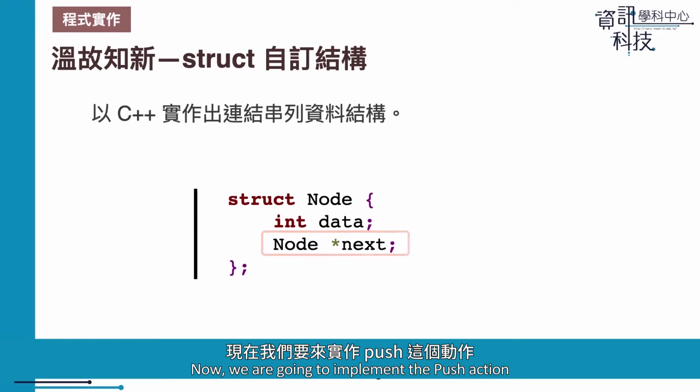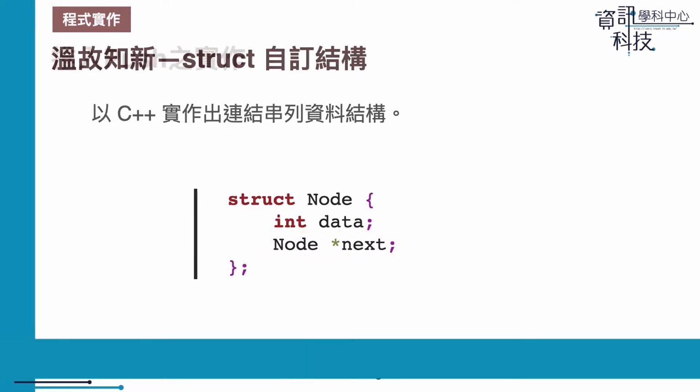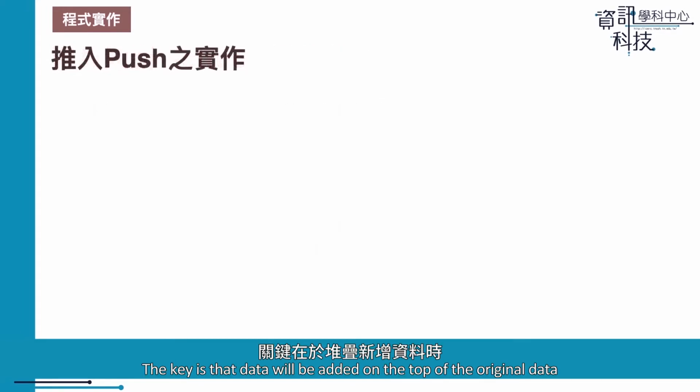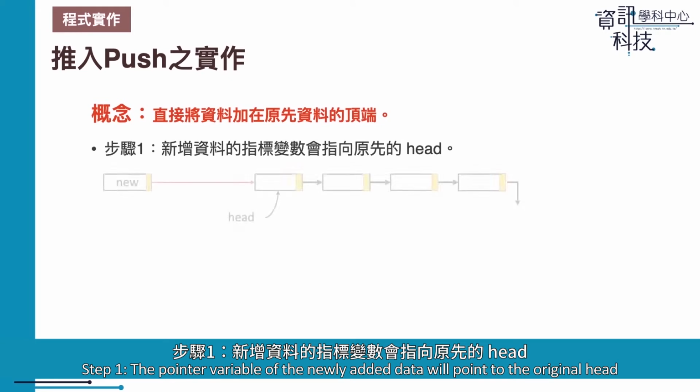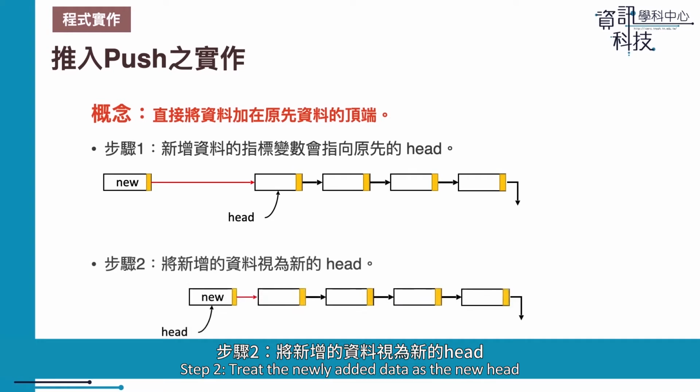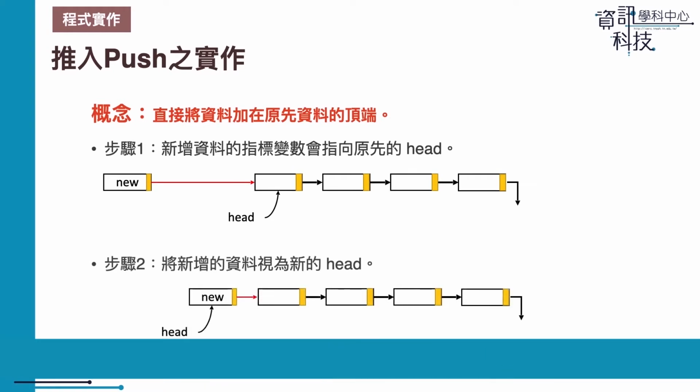Now we are going to implement the push action. The key is that data will be added on top of the original data when stacking new data. Step 1. The pointer variable of the newly added data will point to the original head. Step 2. Treat the newly added data as the new head.